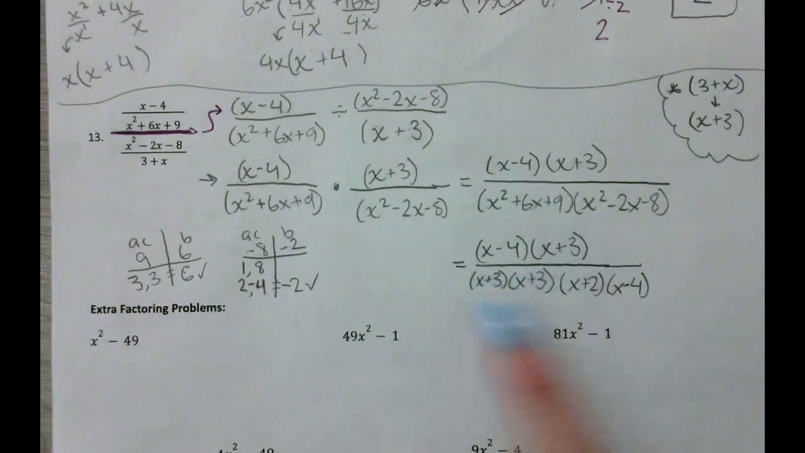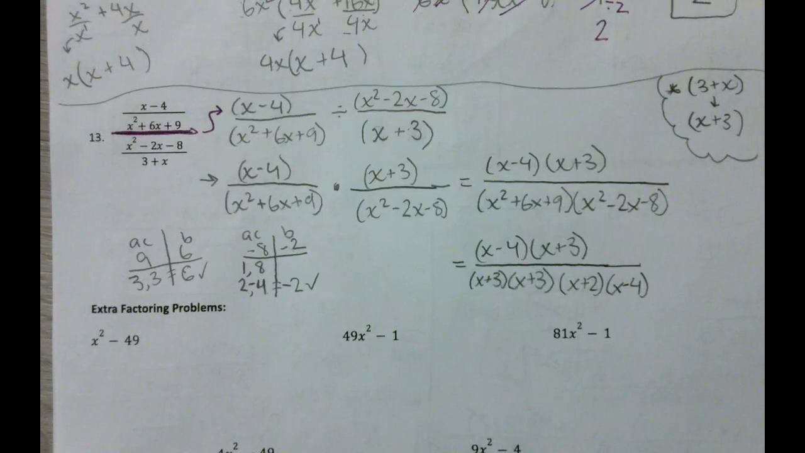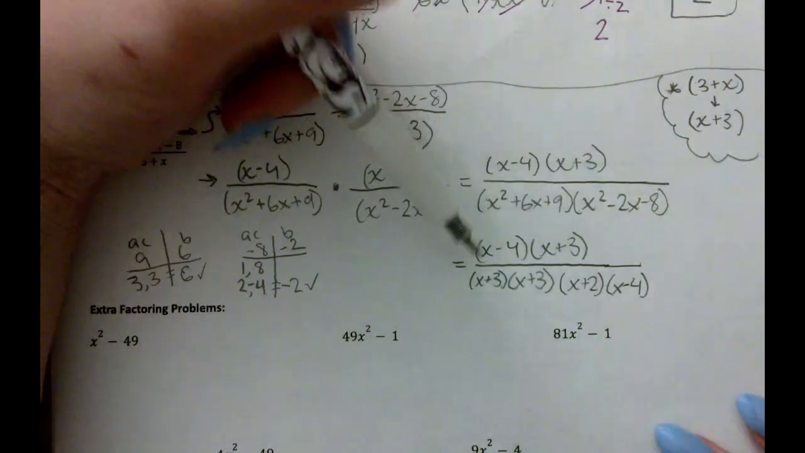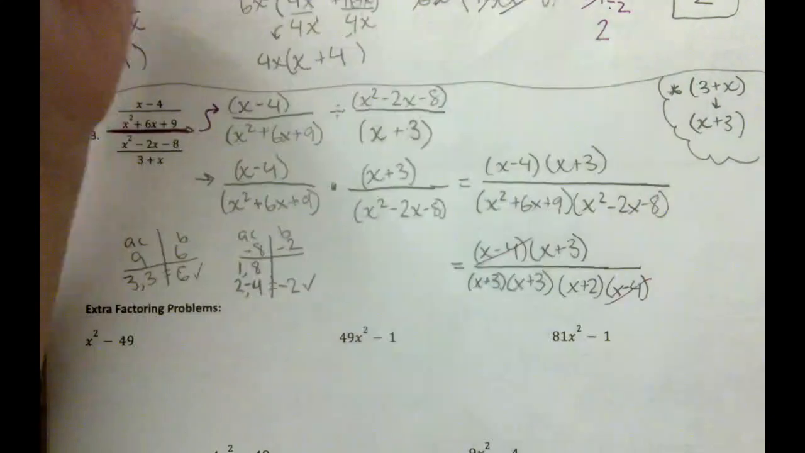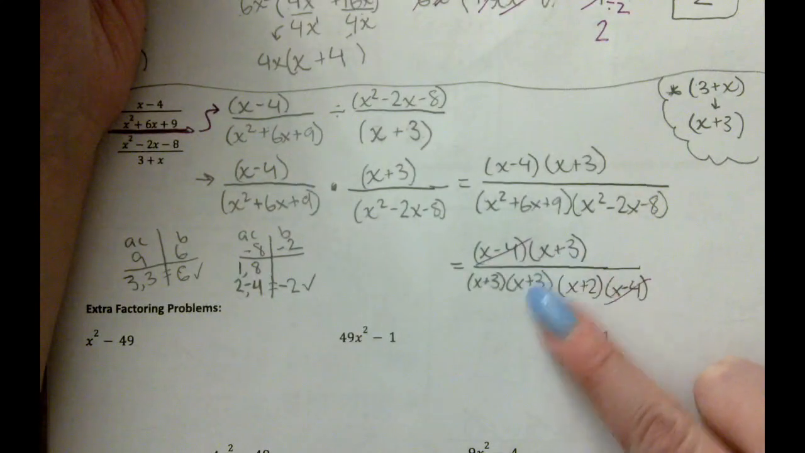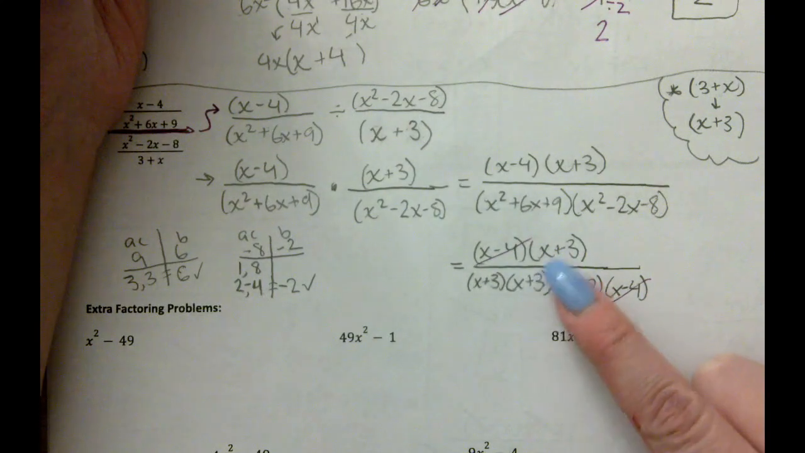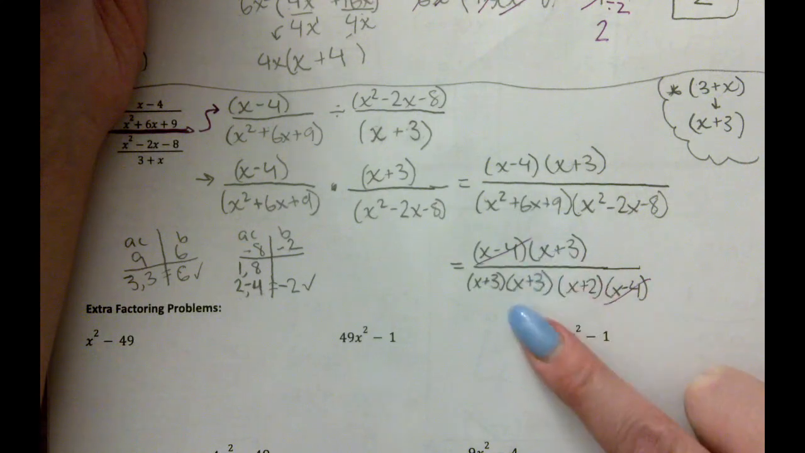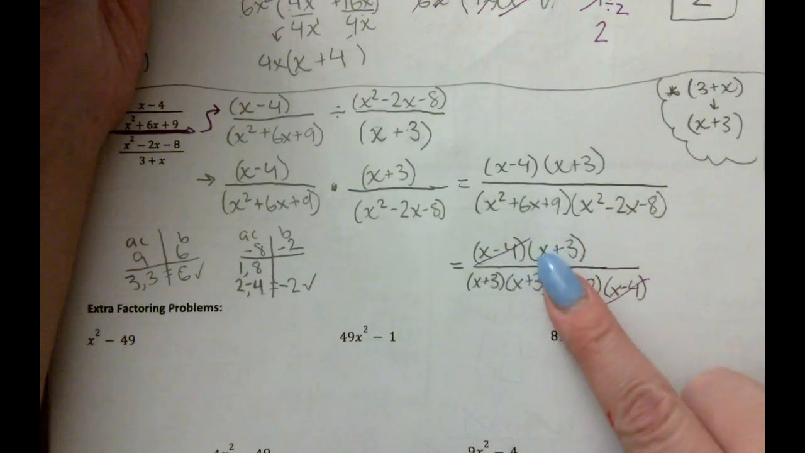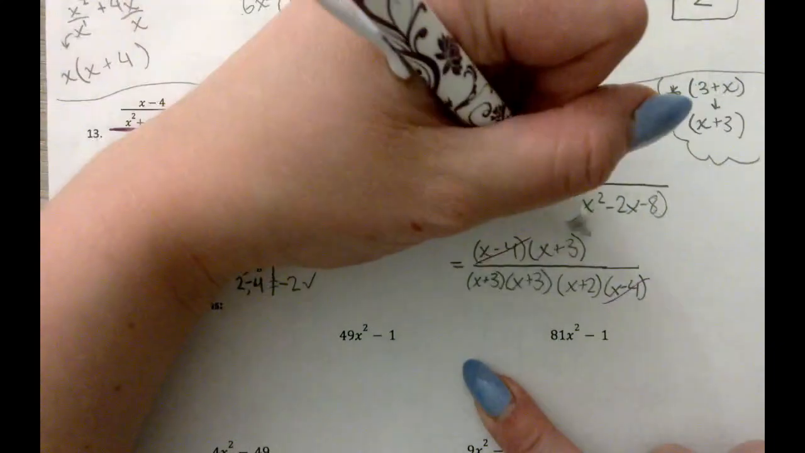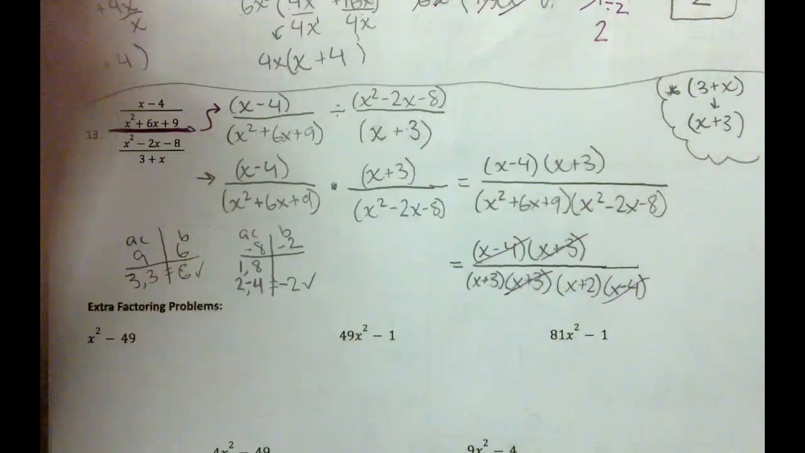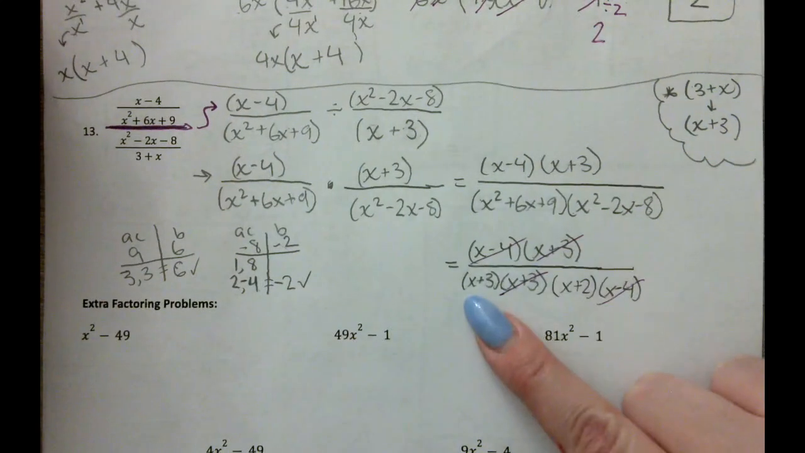Everything is broken down, so now we can get to the fun part, which is canceling. X minus 4 on top, x minus 4 on bottom, they cancel. X plus 3 on top and bottom. Reminder, you can only cancel 1 with 1. You can't cancel this 1 with both of these. You have to make pairs. So I'm going to cancel 1 x plus 3 and another x plus 3, and that's it. This one's going to stay.